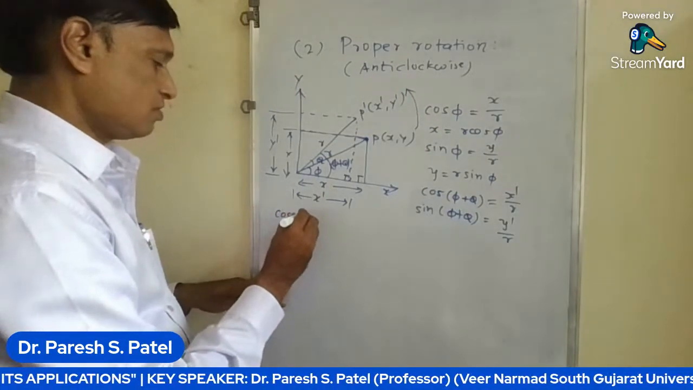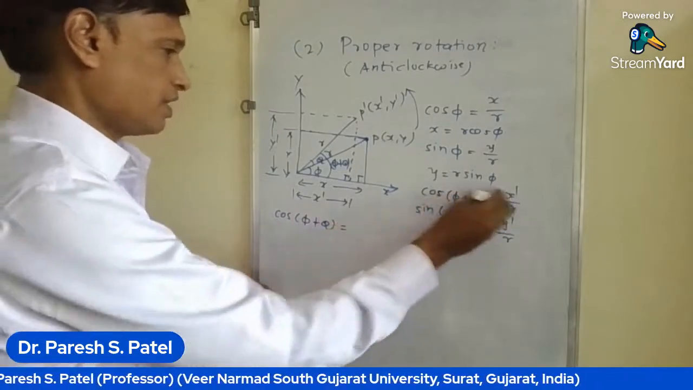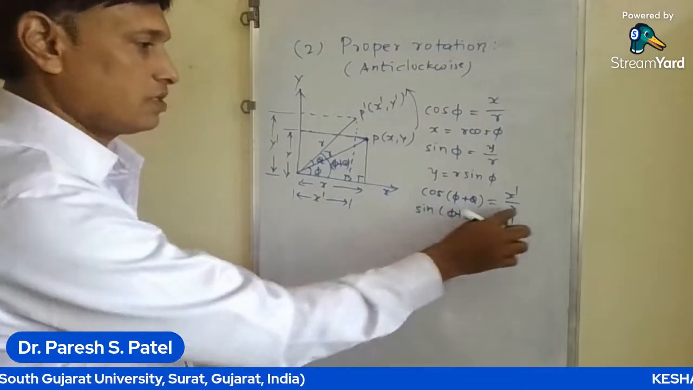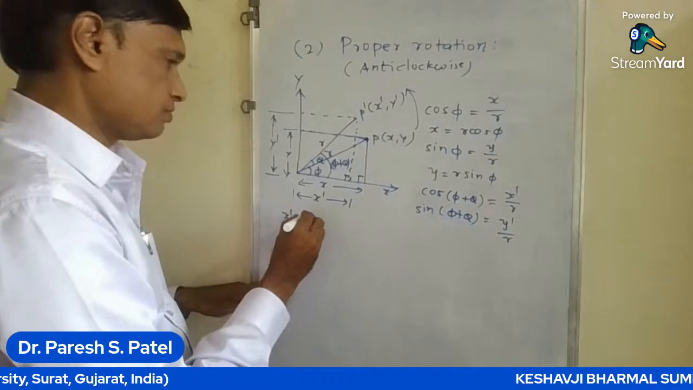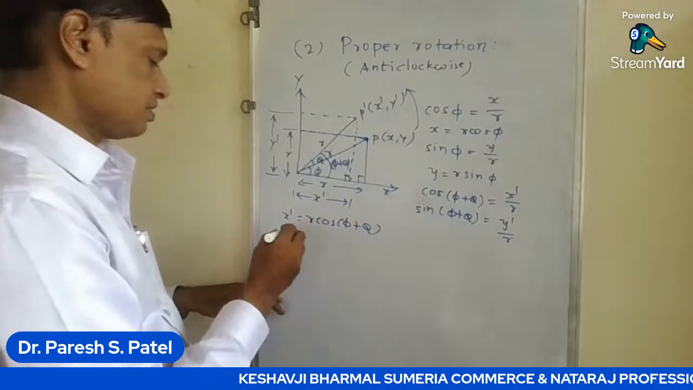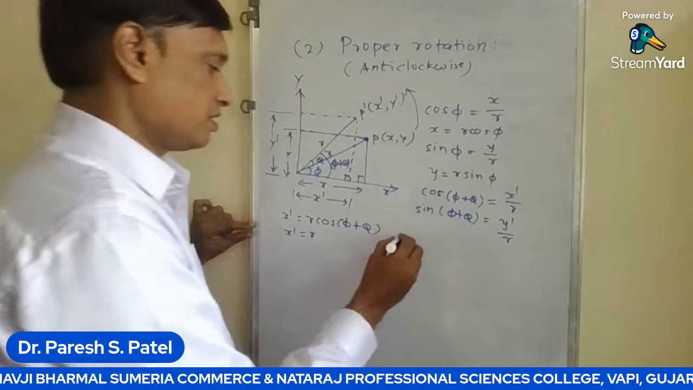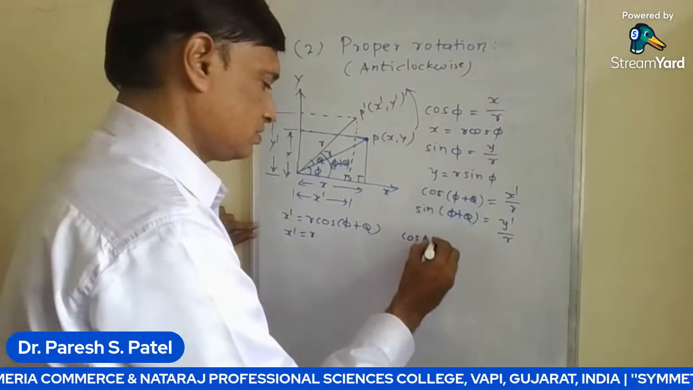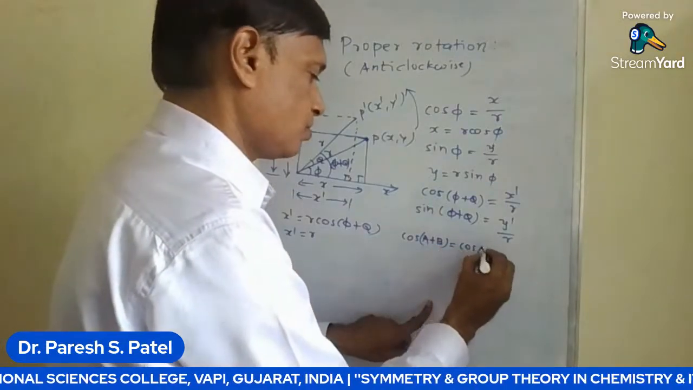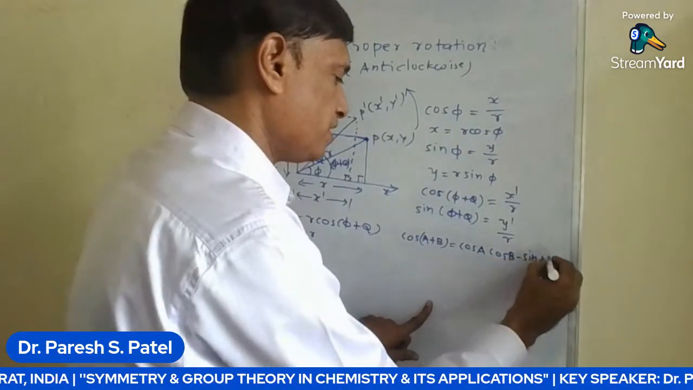cos(phi plus theta) is equal to x dash by r, or we can say x dash is equal to r cos(phi plus theta). We know that cos(a plus b) is equal to cos a cos b minus sin a sin b.